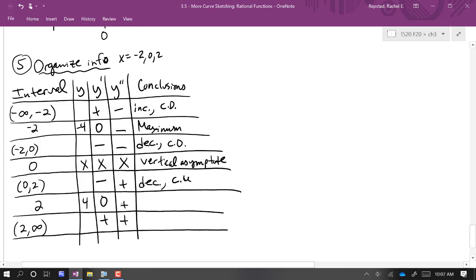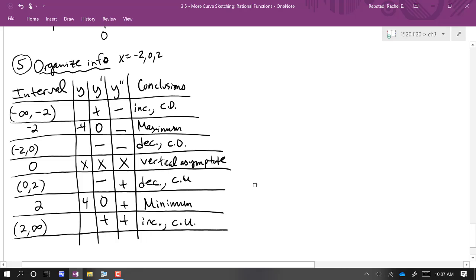At 2, we are concave up at a critical value, so that means this is a minimum. And from 2 to infinity, we are increasing, concave up.